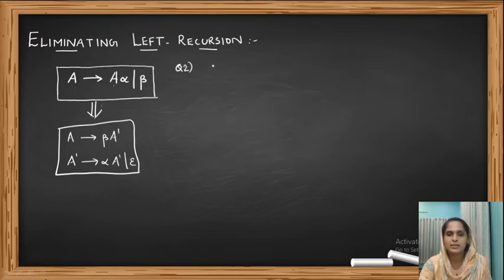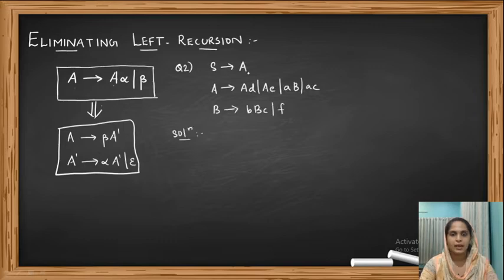Question 2 is S produces A, A produces AD bar AE bar AB bar AC, and B produces BBC bar F. So this is our given grammar. We have to check whether the grammar is left recursive or not. So here in this first production, S produces A. Check whether this production is left recursive or not. What do you say? Is it left recursive?